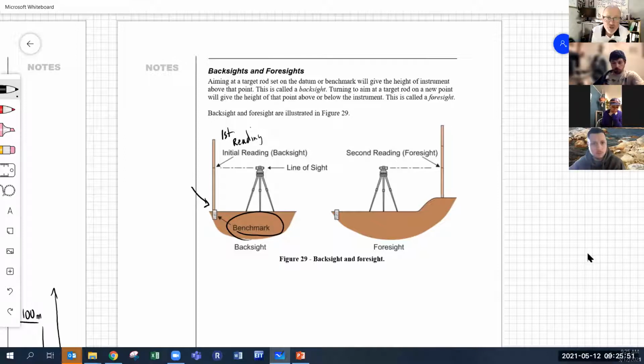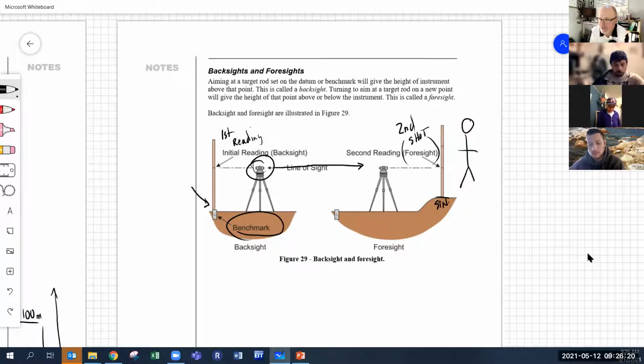So when you turn your level, the builder's level, when you rotate it to get another view, your person with the rod goes to a new station with the rod and you take a shot from there. And this is called the foresight. The second shot. All right, this is the second shot, and this is called a foresight.